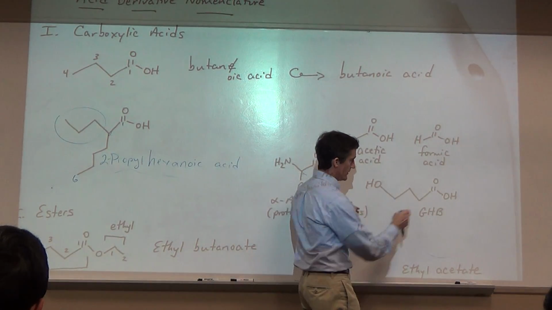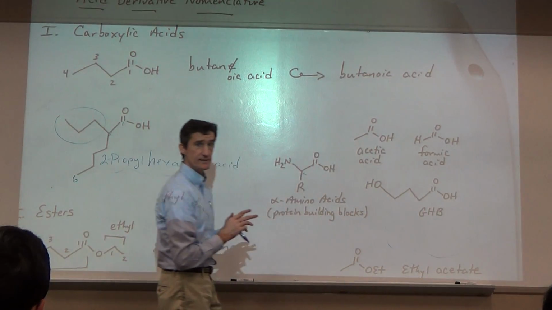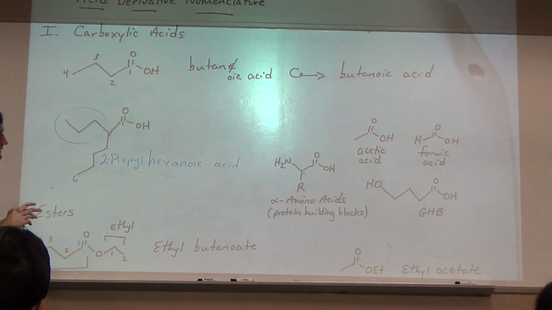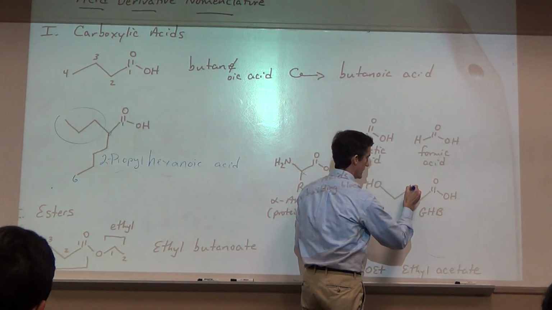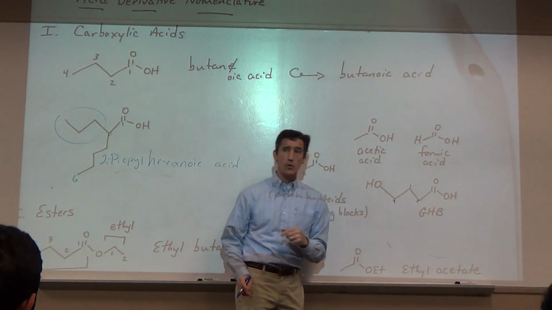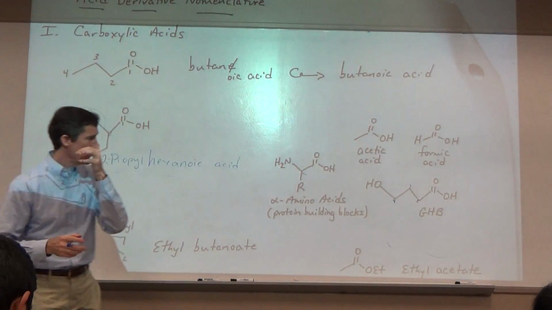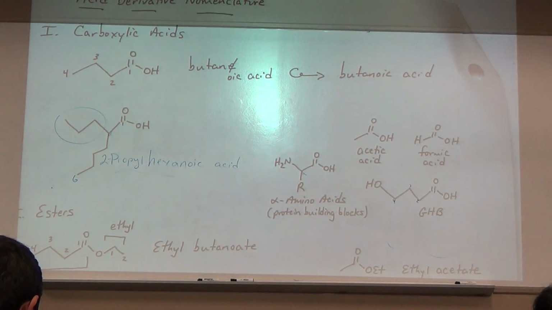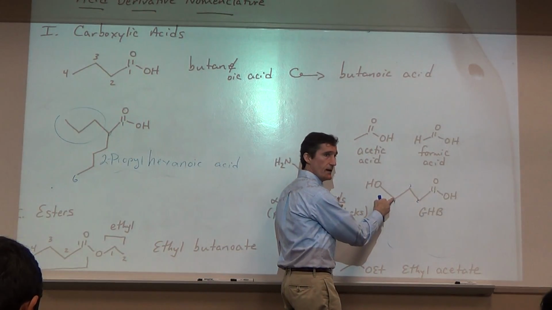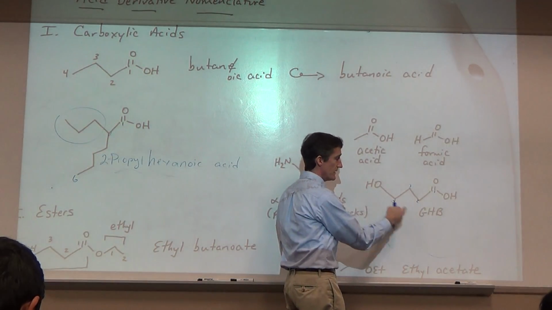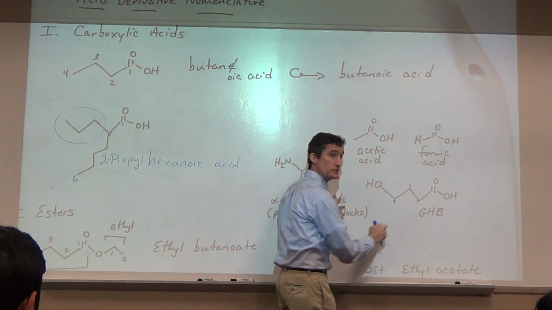Name this guy: 1, 2, 3, 4. Butanoic acid. What's on the butanoic acid? 4-hydroxybutanoic acid. But if you do it alpha, beta, gamma, it's also known as gamma-hydroxybutanoic acid.